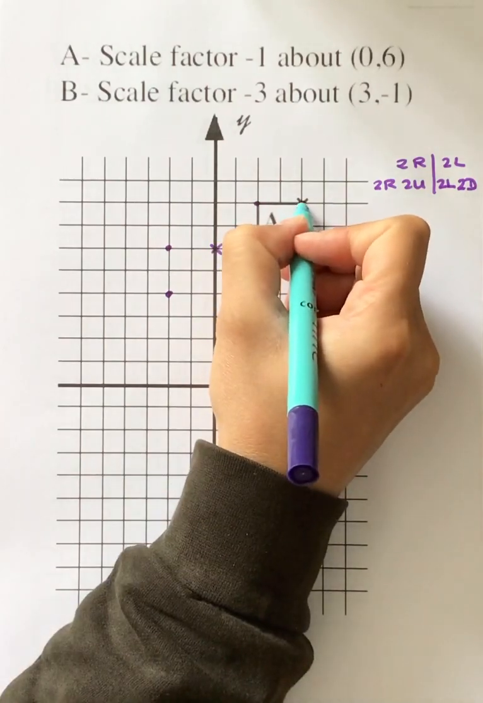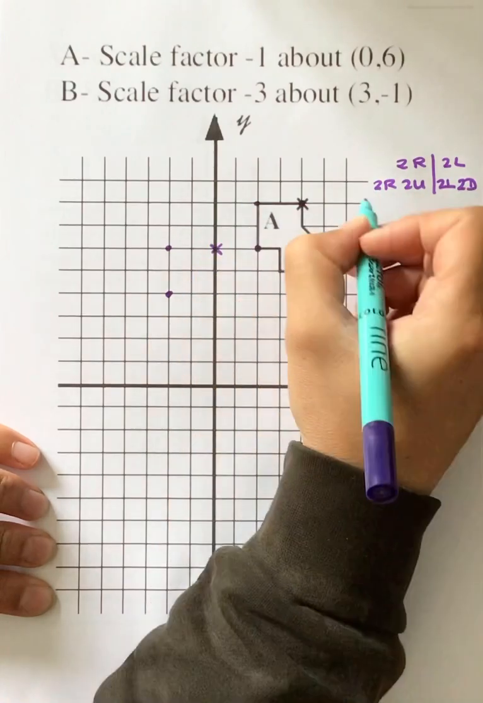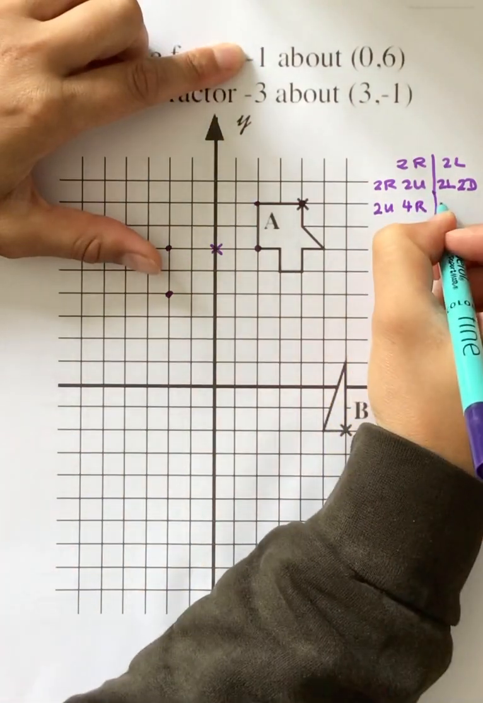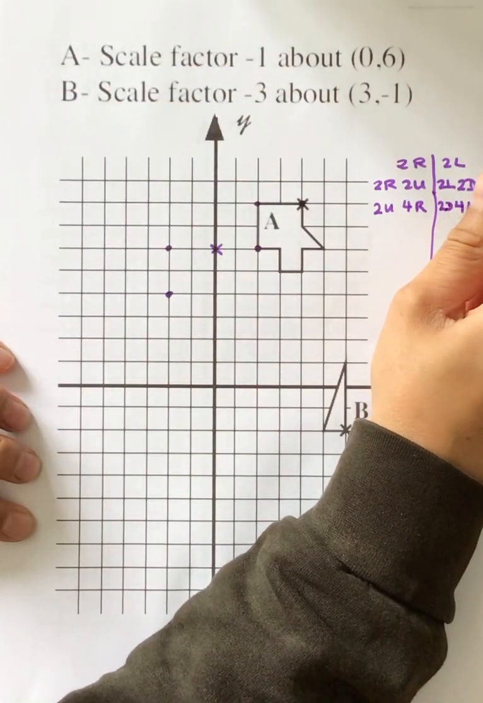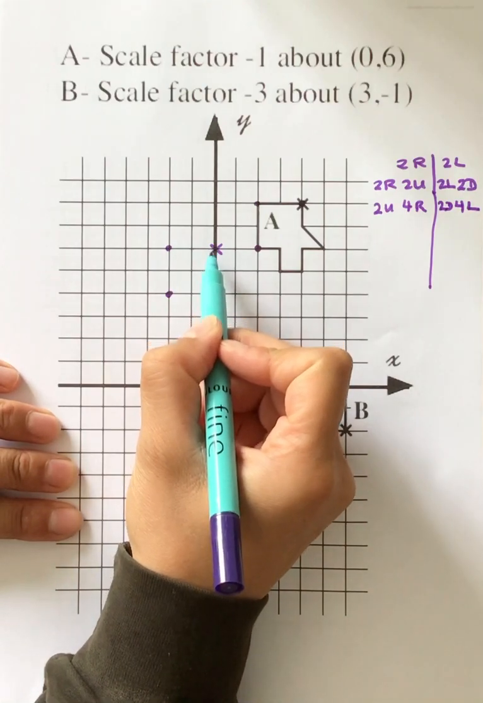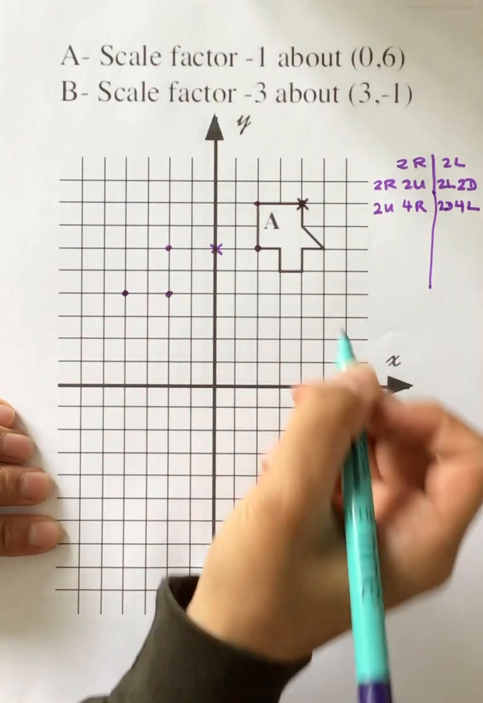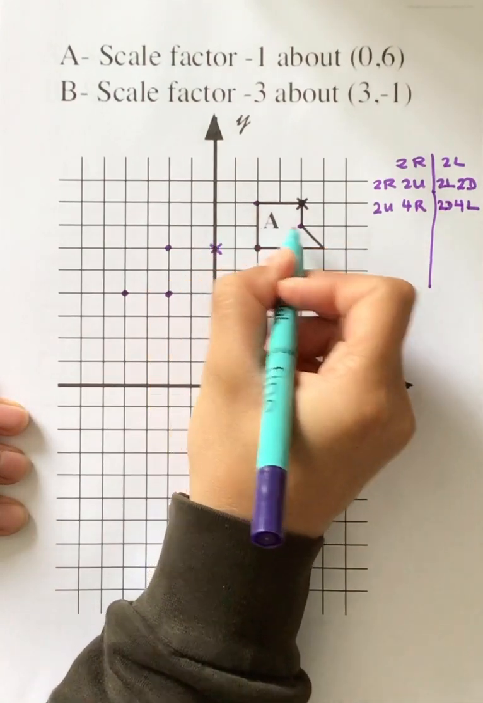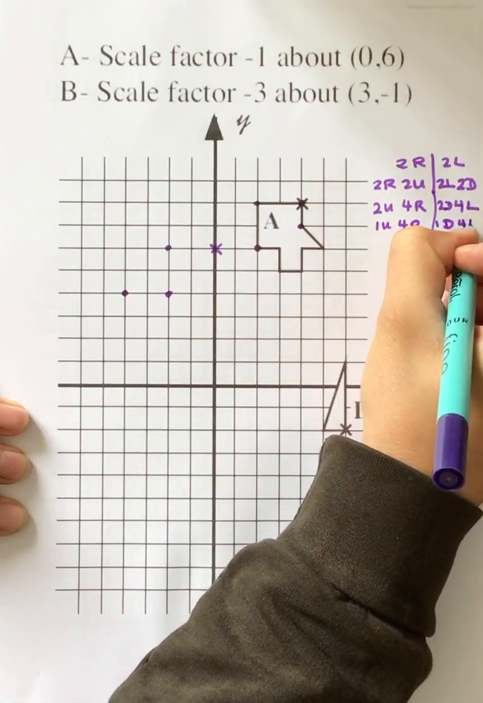Now if I do this corner next, from my centre of enlargement, it's 2 up and 4 right. Timesing those numbers by 1 keeps them the same, and the minus changes them to down and left. So from my centre of enlargement, I am going to go 2 down and 4 left, and this will be my new corner. I'm just going to do this for every single corner. So this one here is 1 up and 4 right, so the opposite will be 1 down and 4 left.